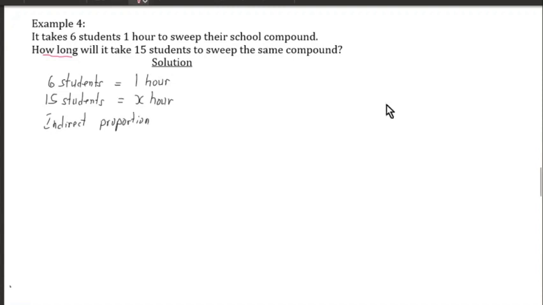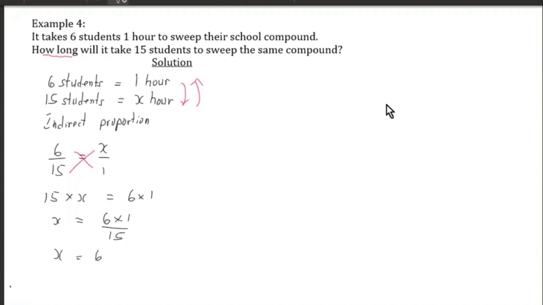So I'm going to take a reciprocal on one of the ratios. So I'll maintain the students ratio. 6 out of 15 is equal to X over 1. Then I'll do my cross multiplication. I'll get 15x, or 15 times x, is equal to 6 times 1. When I divide both sides by 15, I'll get 6 times 1 over 15. So I have 6 divided by 15.